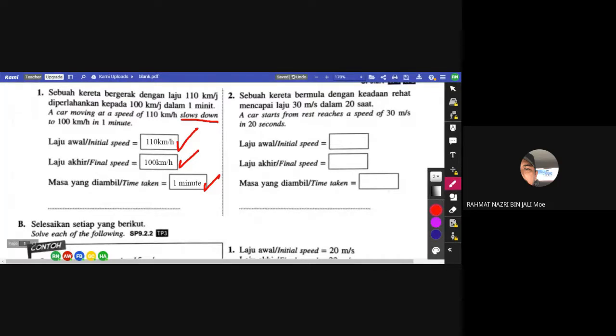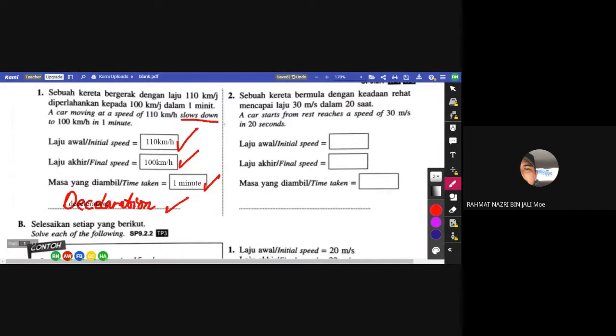Number 2, Hannah or anyone? Question number 2. Question number 1 is deceleration because the car is slowing down. Okay, you have written it. Okay, thank you. Deceleration. Okay, correct.